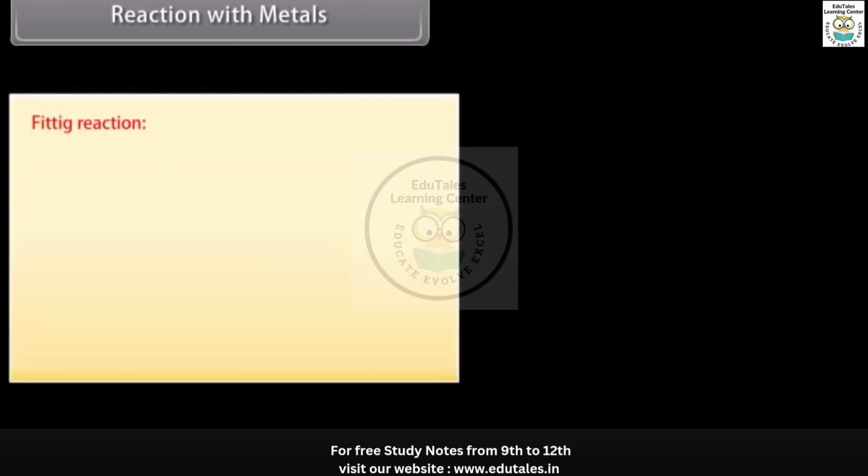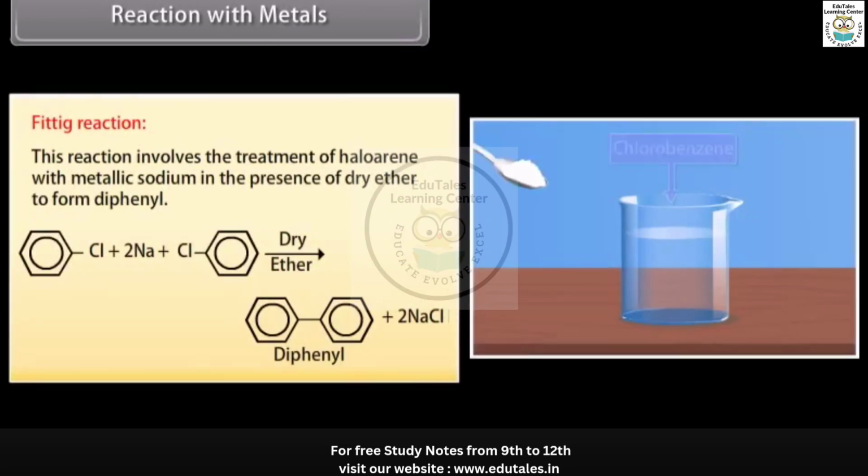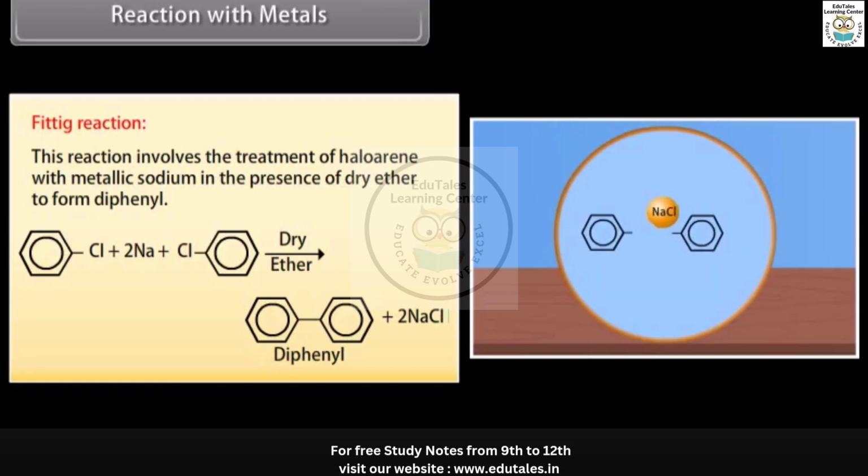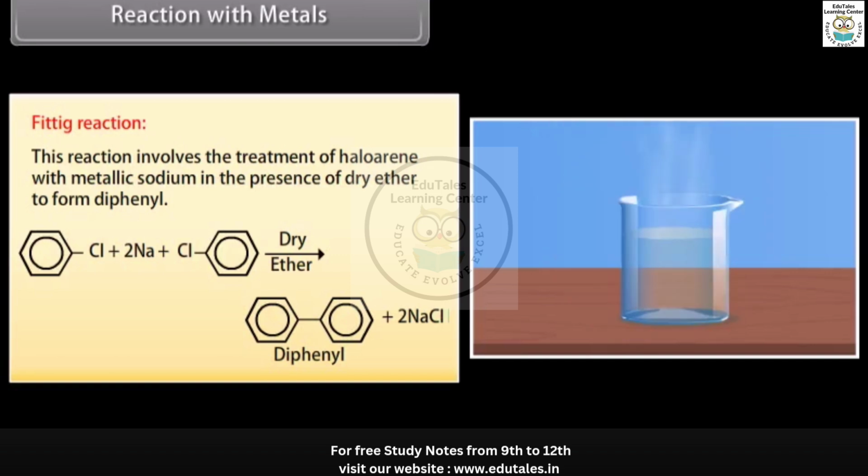Fittig reaction. This reaction involves the treatment of haloarene with metallic sodium in the presence of dry ether to form diphenyl. Sodium is added to the chlorobenzene solution and then we add dry ether, which reacts to form diphenyl and sodium chloride.